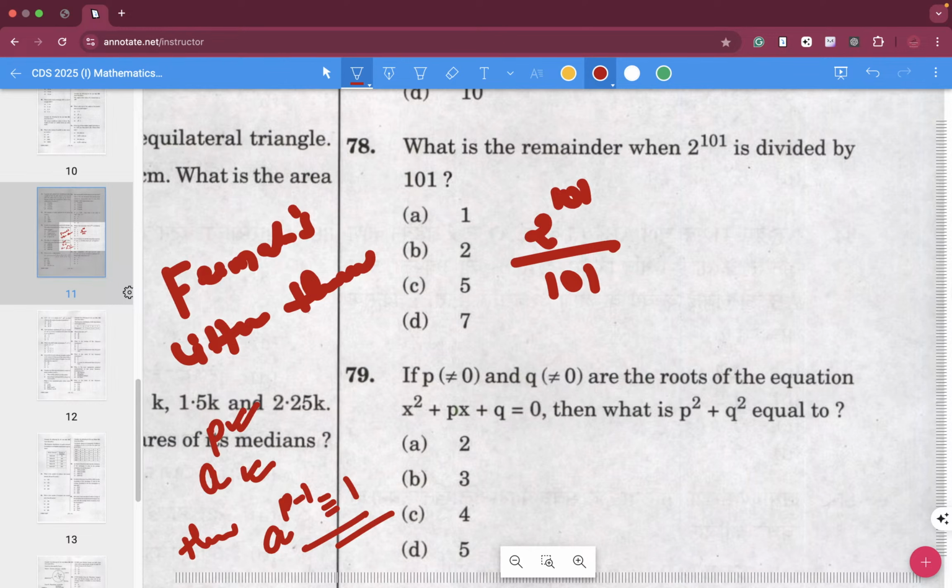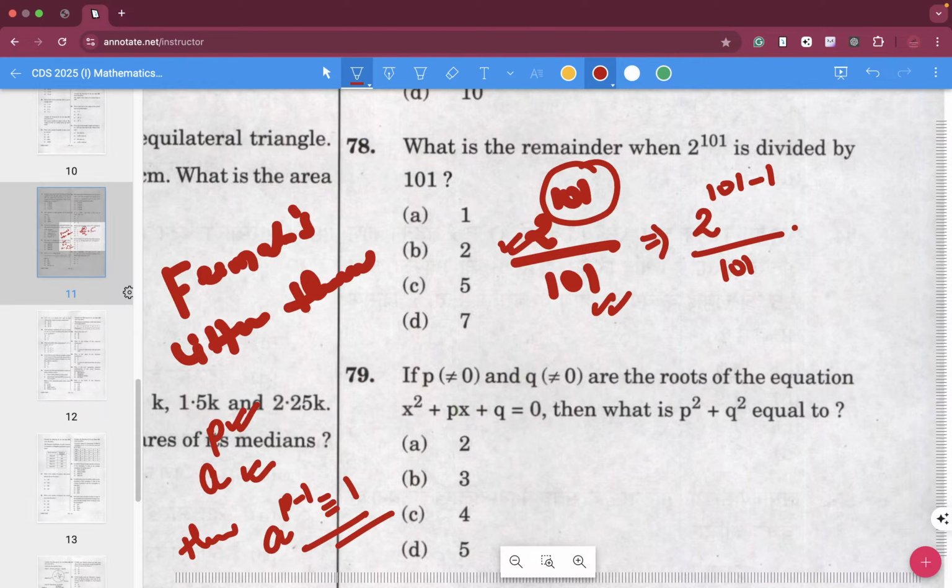So one thing we know: 101 is a prime number, and 101 does not divide 2. So what does it mean? It means the remainder of a raised to the power p minus 1, when it is divided by 101, will be 1. Now let's look at this carefully.